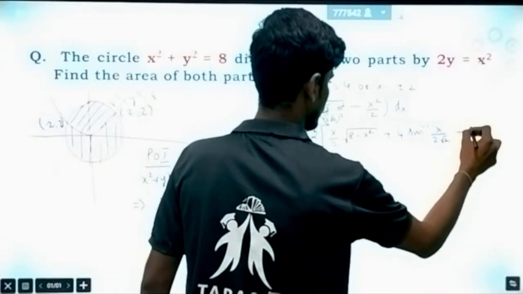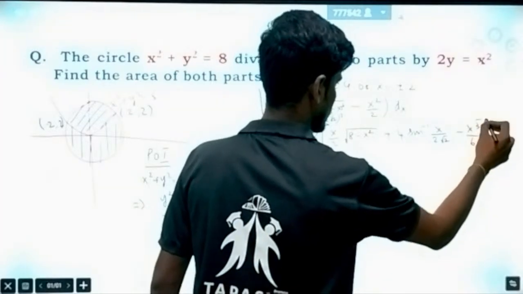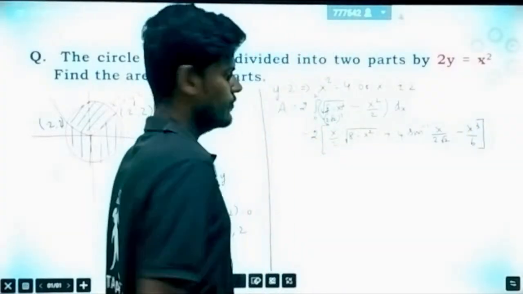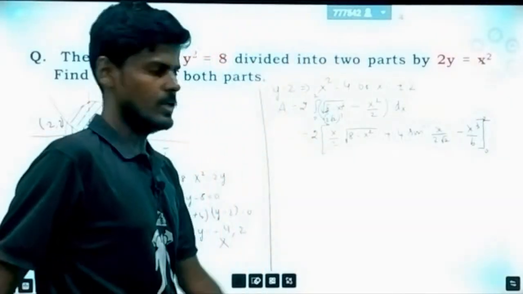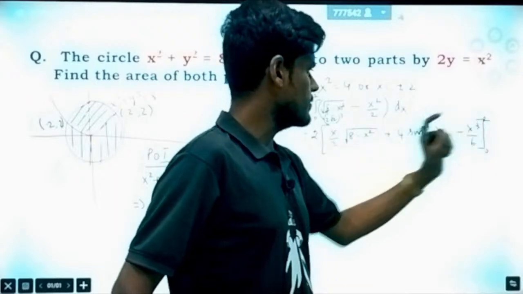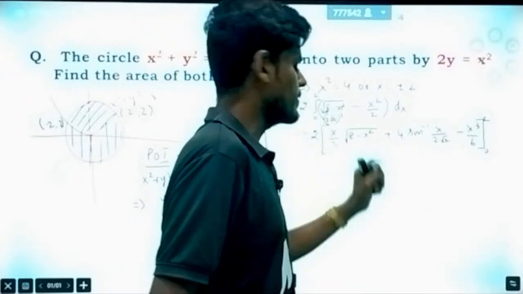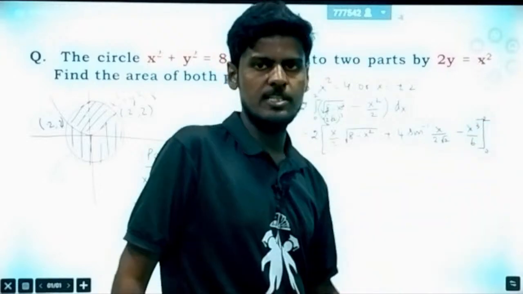Then we will get minus of x cube by 3. Here already we got 2, so it will be x cube by 6. Now the limit is between 0 to 2. Now just substitute the limit. When you substitute the lower limit, all these terms are 0. 0 into some number is 0. Sine inverse 0 is 0. 0 by 6, that is 0.